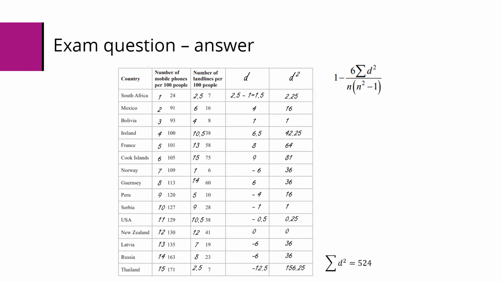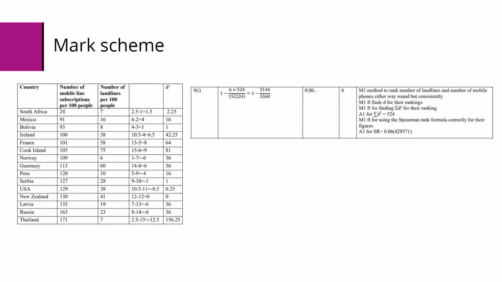N is going to be 15 because there are 15 pairs of data or 15 countries. And we're substituting those in. So 6 times 524 divided by 15 times effectively 224. And the answer to that, all subtracted from 1, in this particular case, comes out as 0.0643. And we have a look at the mark scheme for that.